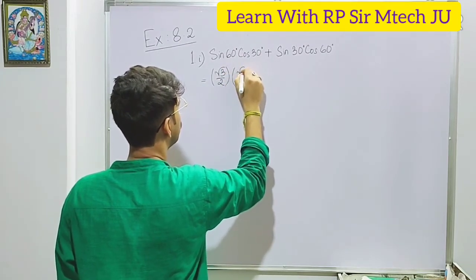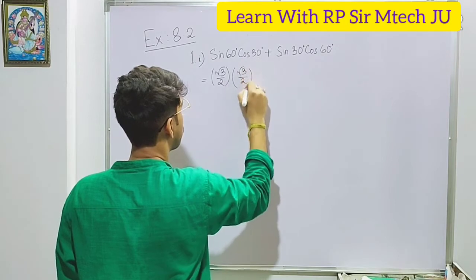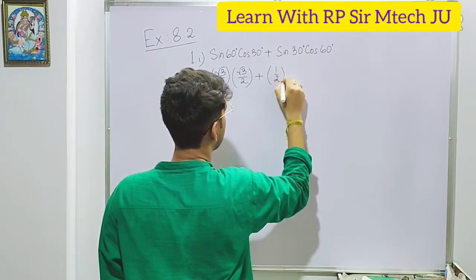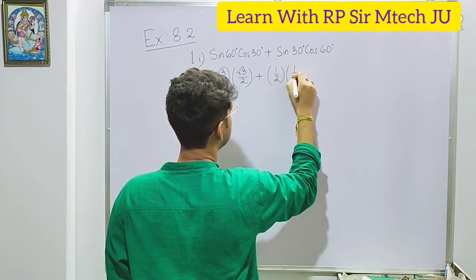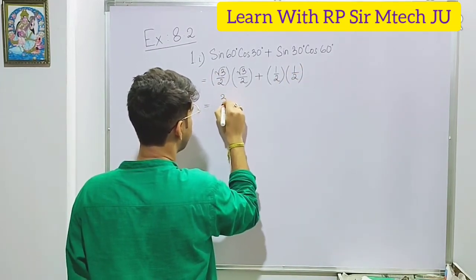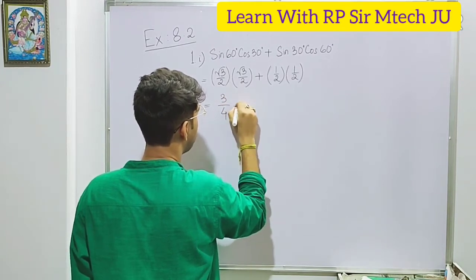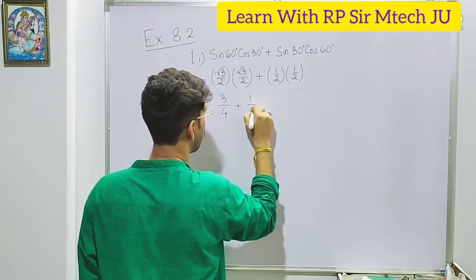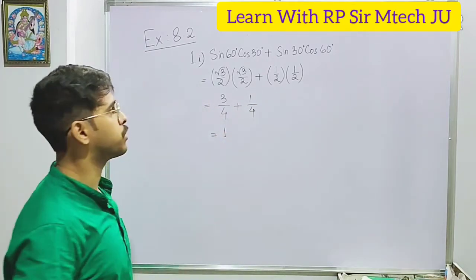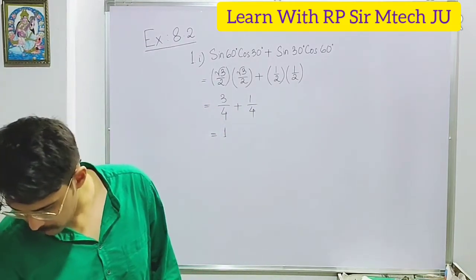Cos 30 is also root 3 by 2. Sine 30 is half. Cos 60 is also half. So we have 3 by 4 plus 1 by 4, which is equals to 1. So this is the first one. Let us go to the second one.